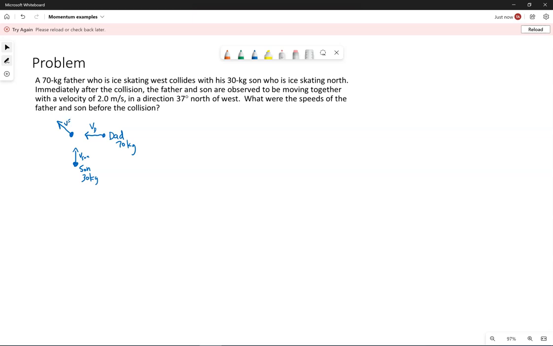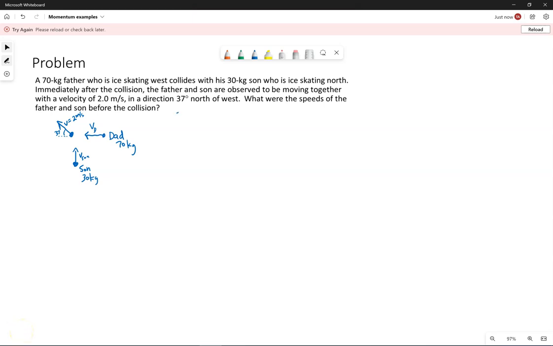And we find that they are traveling together at 2 meters per second in a direction of 37 degrees north of west immediately after the collision. So we're not thinking about the time to slow down, stop. When we're talking about these collisions and we're talking about the impulse, we're talking about the very short time frame of the collision itself. Now, because the motion of both dad and son change because of their interaction, we can use conservation of momentum.